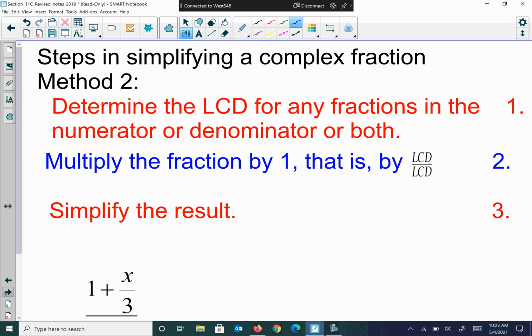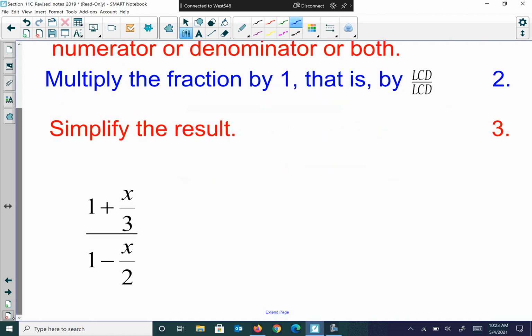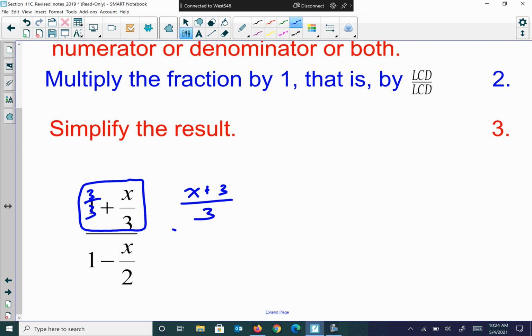Let's see what we got. Okay, we're going to move down this page. All right. So when we come across a problem like this, you're going to take care of the top part first. So 1 is the same thing as 3 over 3. That'll be our common denominator. So we're going to get x plus 3 on top over 3. That takes care of the top. Let's take care of the bottom. I'm going to turn 1 into 2 over 2 because that's my common denominator.